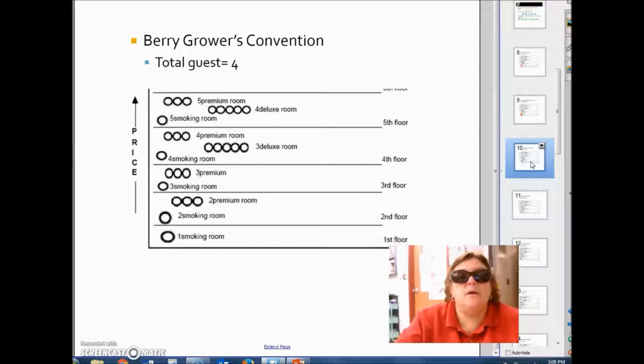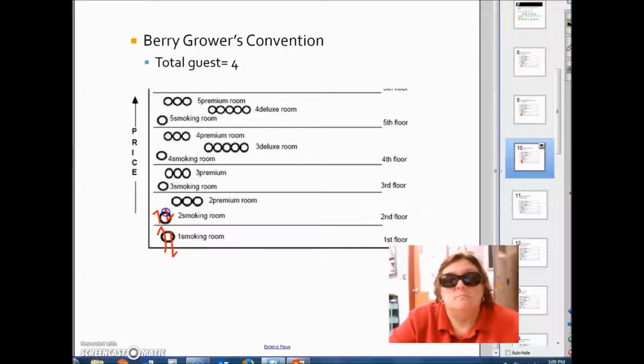Next convention, the Berry Growers Convention. Now we've got four guests. Again, we start at the cheapest room. There's still room in the cheap rooms, so we put a second one in there. Now we can't put any more in. It's full. So we go up to the next energy level. The cheapest room here on the second floor is a smoking room, so we put one guy in there. And since the premiums are more expensive, the other guy also goes in there.